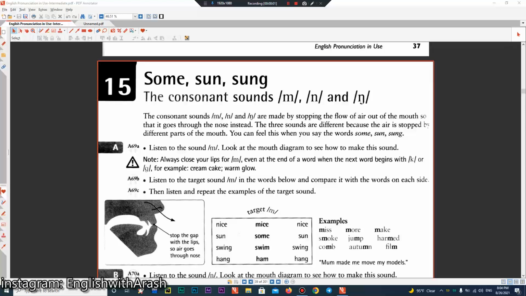Hi everyone, welcome back to another class of Pronunciation in Use, Intermediate, unit 15: some, son, and song. Maybe you're good at the first two, like some and son, because we have them in Farsi too, but the third one is not as easy. We should talk more about that.